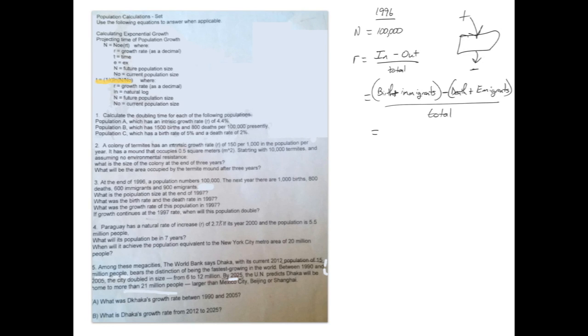So let's do the math. We know that there were 1,000 births. We know that there were 800 deaths. Let's go ahead and put this over here. 800. And there were 600 immigrants. And there were 900 emigrants, divided by 100,000, right? What was the total change in the population then?